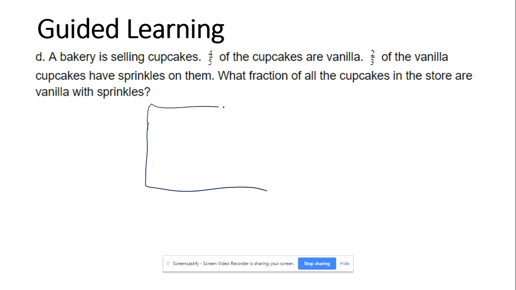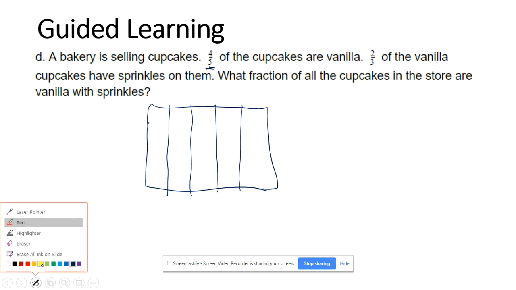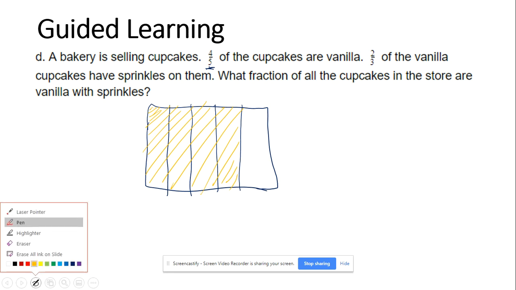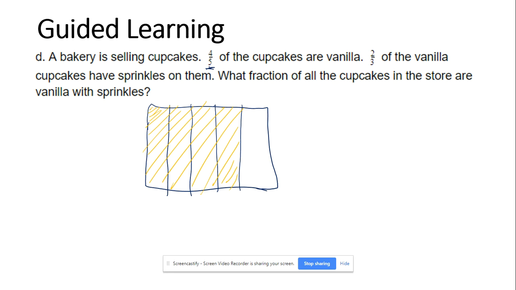So we're going to start by drawing our model for one whole, break it into 5 parts because that's the portion of cupcakes that are vanilla. We're going to shade 4 of these parts, since the numerator is 4, to represent the amount of vanilla cupcakes there are. Now, 2/3 of these vanilla cupcakes also have sprinkles on them. So we're going to break this up into 3 parts because our denominator is 3. We're going to say this has sprinkles, this one has no sprinkles. We're going to shade the 2 sprinkled groups.